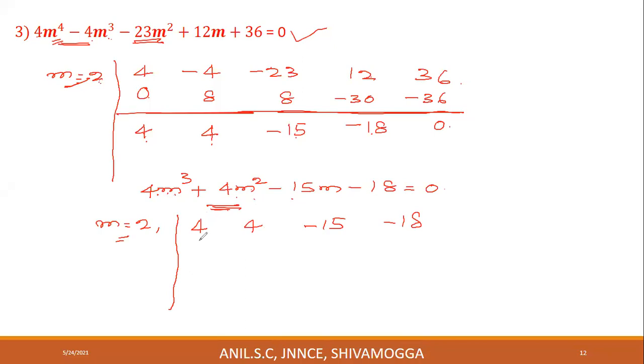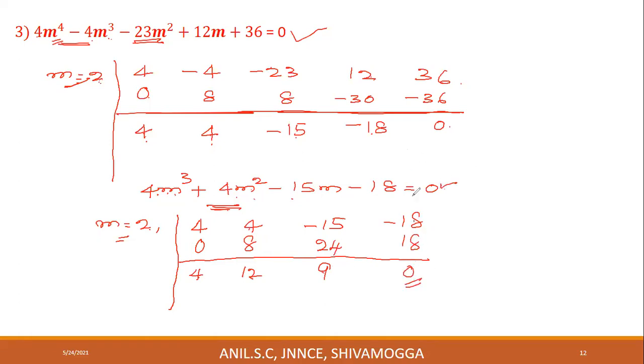Here in the first position, always 0. 4 plus 0 is 4. 4 into 2 is 8. 4 plus 8 is 12. 12 into 2 is 24. Minus 15 plus 24 is 9. 9 into 2 is 18. Minus 18 plus 18 is 0.